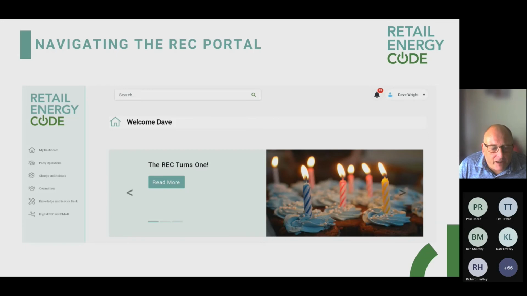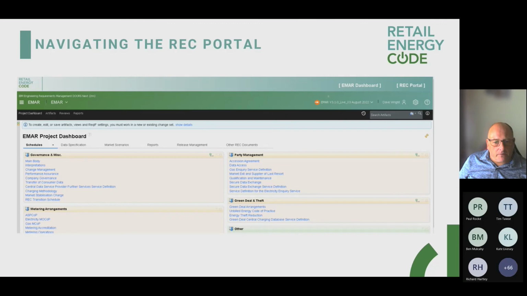However, for navigating to the documents and everything else we've just been talking about, you want the bottom icon on the left hand side where it says digital REC and EMA. If you click on that, it'll take you to the next slide, Amelia, please. It takes you into the EMA repository, and in effect this is a list of where all the documents are held and what you need to be looking for.